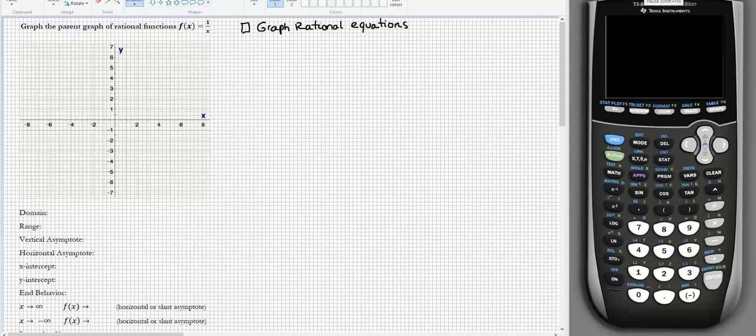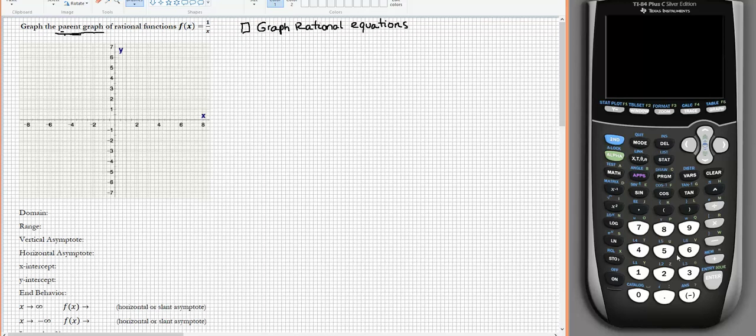All right, hello students. In this video, we're going to learn how to graph rational equations, and we're going to focus our efforts on the parent graph of rational functions, which is 1 over x. f(x) = 1/x. And the first thing we want to do is, what does f(x) = 1/x look like?